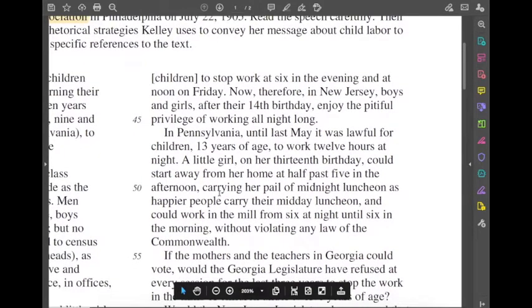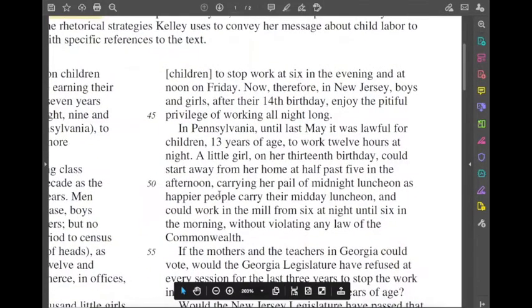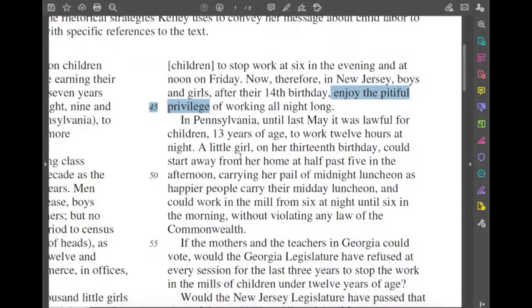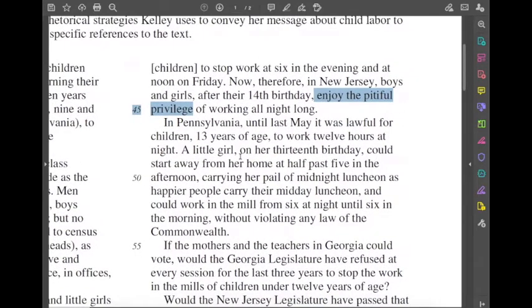On that, when you take a look at further things, a slightly weaker point would be some wordplay that she has here. "Enjoy the pitiful privileges." Pitiful privilege would be an oxymoron. But I don't think it's one of the best choices to make. It does stand out because it's alliteration. It's an oxymoron. It sounds nice.